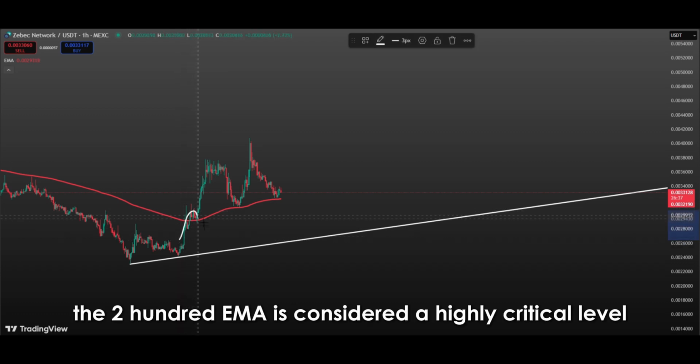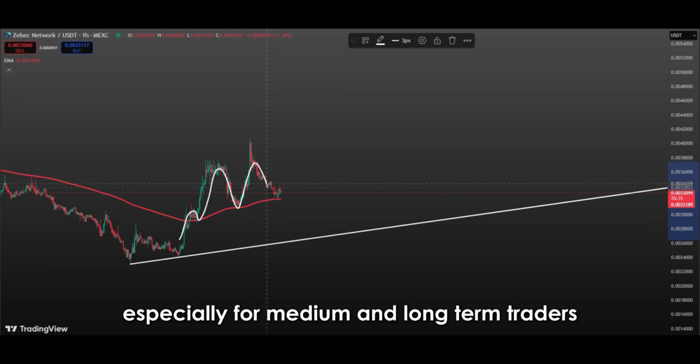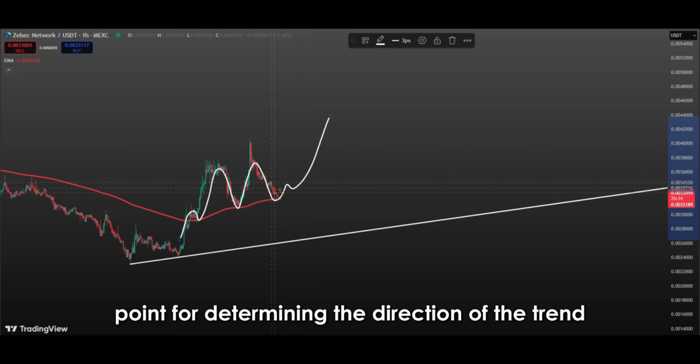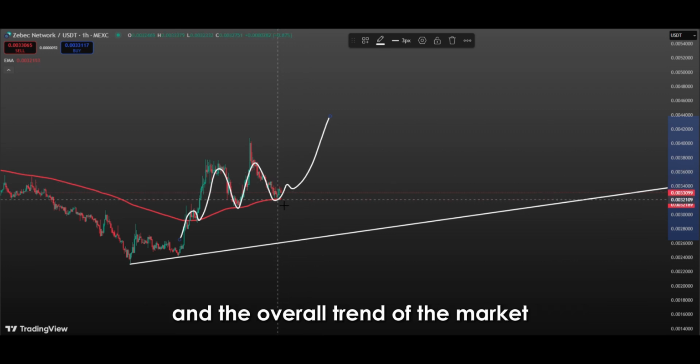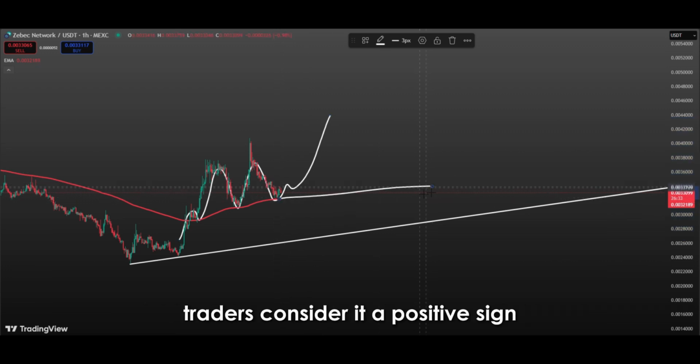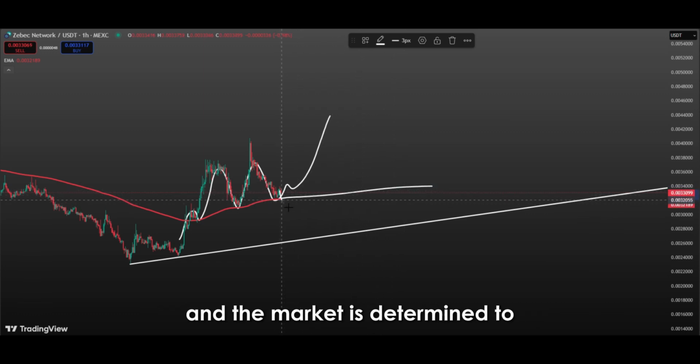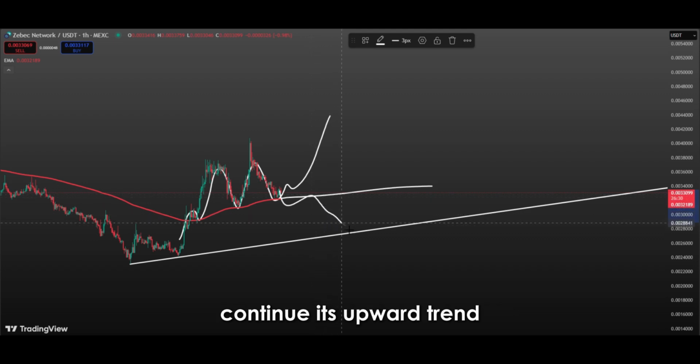The 200 EMA is considered a highly critical level, especially for medium and long-term traders. This is because this average is often a key reference point for determining the direction of the trend and the overall trend of the market. Traders consider it a positive sign when the price stays above this average. It means that buyers are still in control and the market is determined to continue its upward trend.